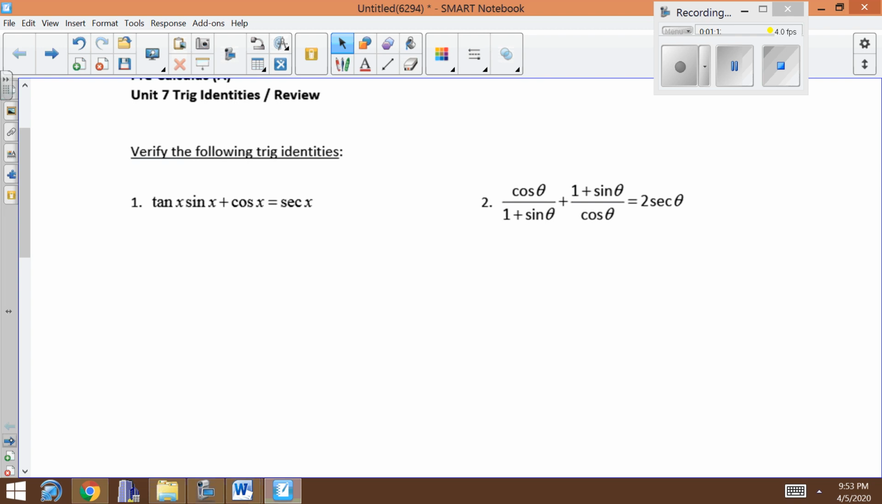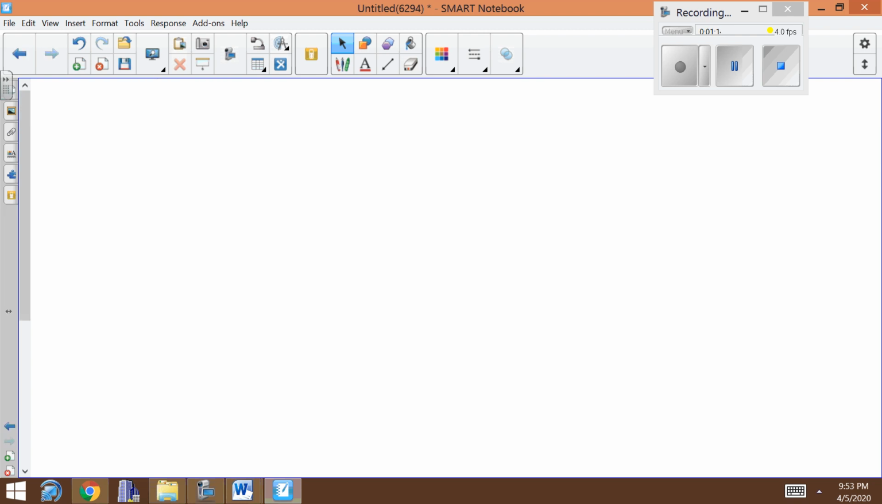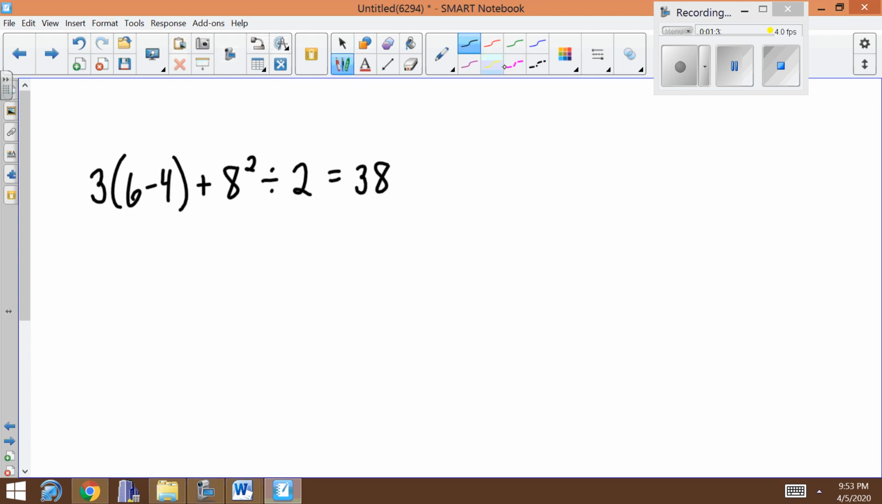So just to show you what I mean in a non-trig kind of way here, if I were to give you something that looked like this. So you did this way back in middle school, and you would actually know that this is equal to 38. So this is a true statement. This is something that we know is already true. But what I want to do is show you what we mean by the verifying step.